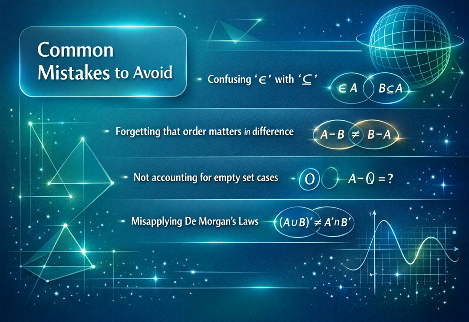Watch out for some common mistakes. Don't confuse the belongs to symbol with the subset of symbol. Remember that in set difference, order matters. Don't forget to consider empty set cases in your solutions, and be careful when applying De Morgan's laws. The union becomes intersection and vice versa.